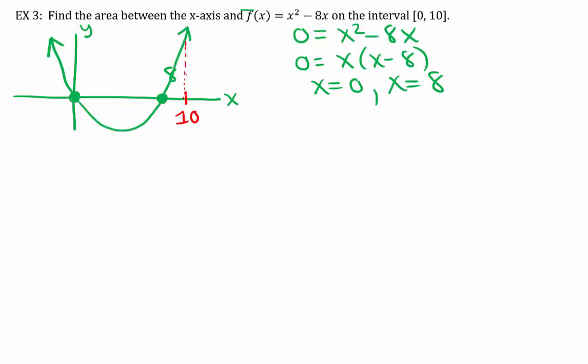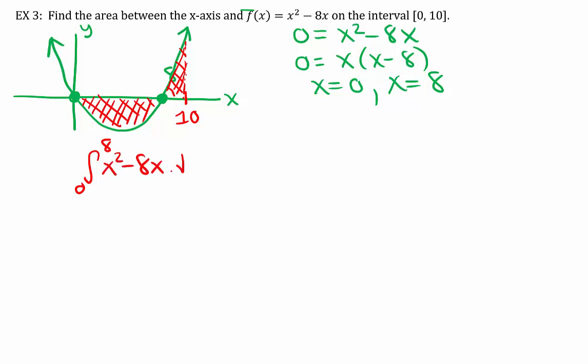In this problem, I want to find the area between the x-axis and this function. Part of that area is above the x-axis, part of that area is below the x-axis. So if I want to get the total area, I'm going to have to do two separate integrals here. If I just integrate from 0 to 10, I'll have a negative area plus a positive area, and those things are going to cancel out. So you have to do the negative region, which is from 0 to 8, and the positive region separately.